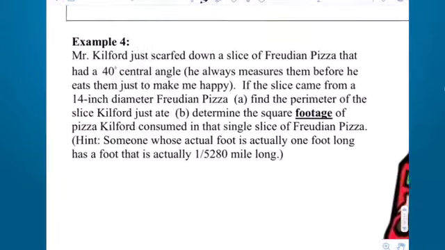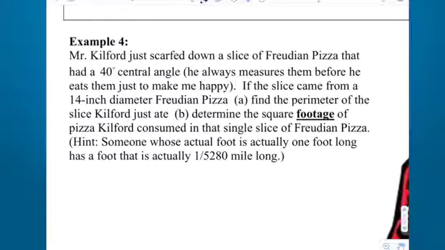Example 4. Mr. Kilford, y'all know who that is. Downstairs, psychology teacher. If you've never had him as a teacher, you should probably sign up next year to have him. Wonderful teacher. He and I are pretty close friends. So he helps me out. He likes pizza, and he knows I like math. So it works out great. Okay, that's fine. Yeah. Okay, thank you.